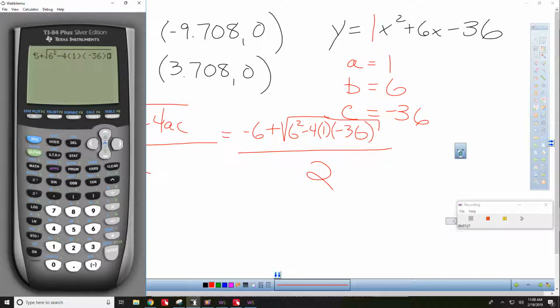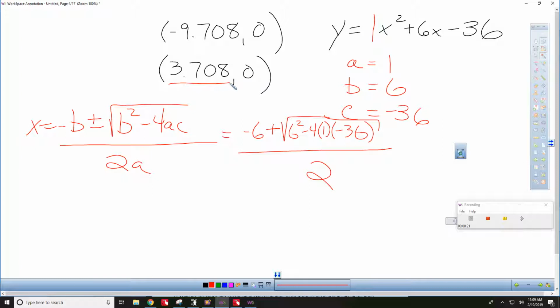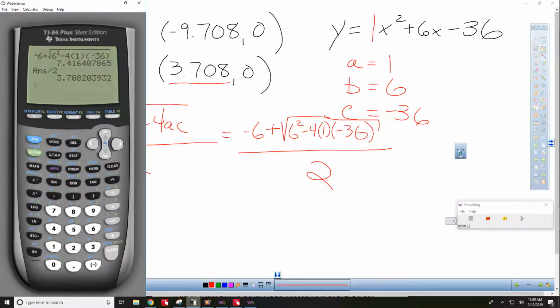Okay, now I'm going to divide all of that by 2, Carson. So first I'm going to hit enter. And then I'm going to do divided by 2 because that's what's on the bottom. And look what we get. That's what we got. Okay?